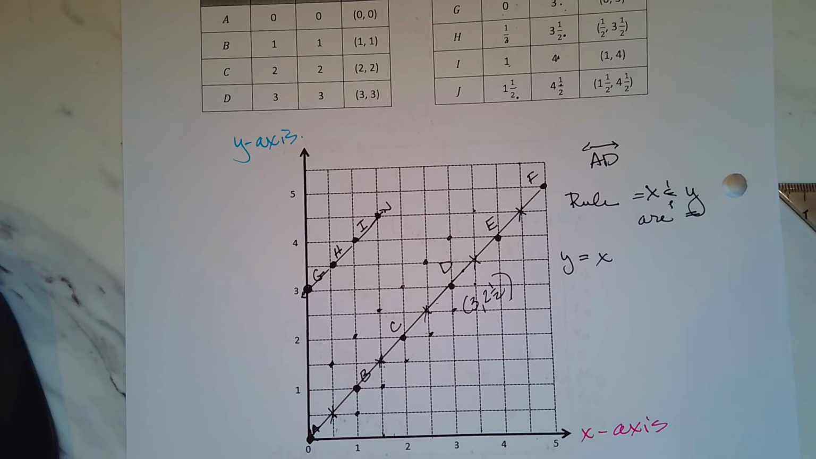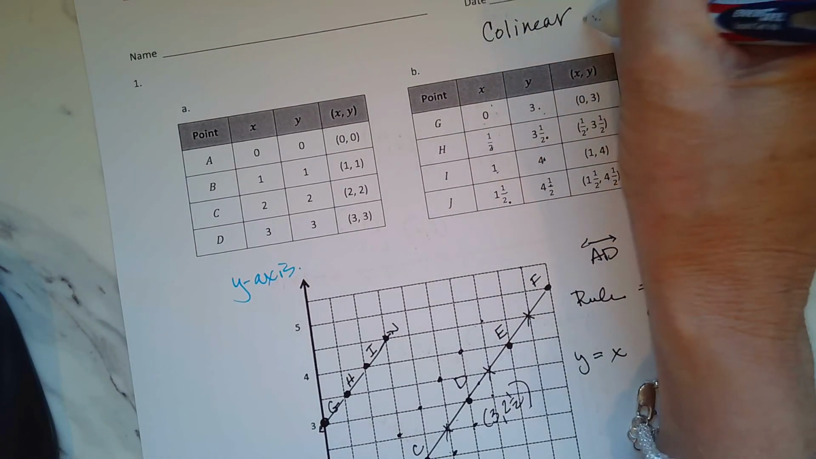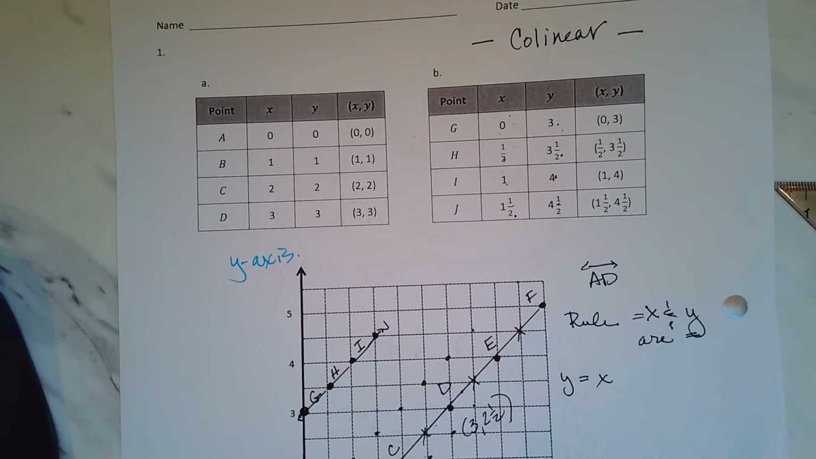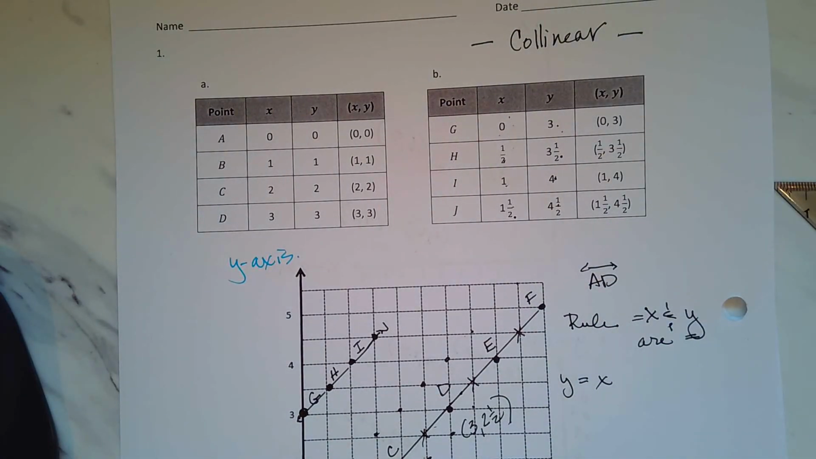Let's write that word down. Collinear. Collinear. Oh, 2 L's. Collinear. So the relationship between each x and its corresponding y will be the same.